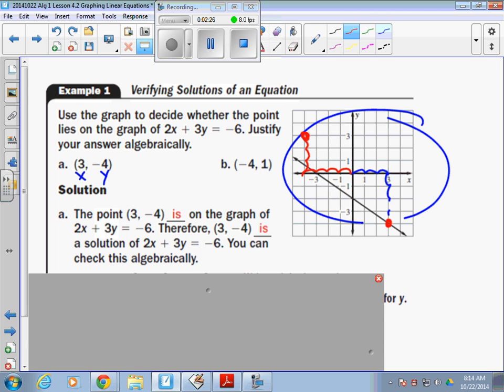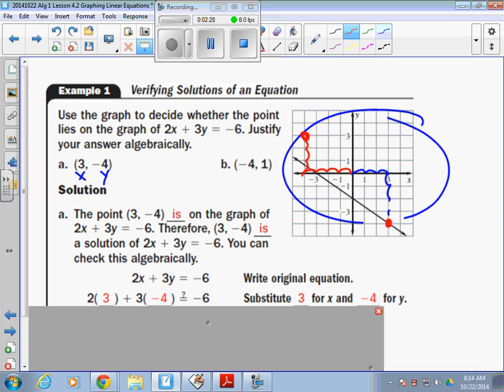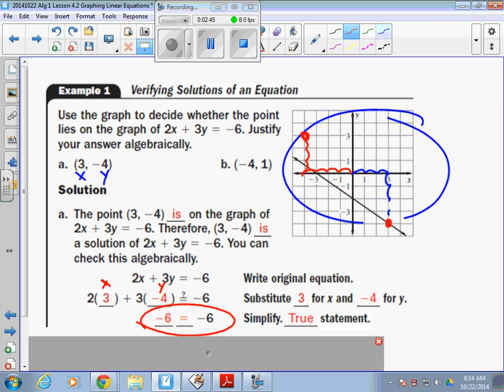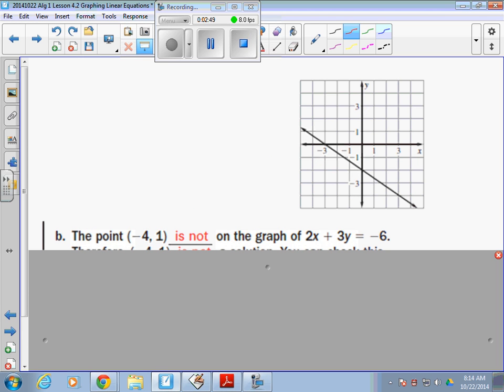You can check it algebraically. So when you plug the values in, again, x's value is 3, and y's value is -4. 2 times 3 is 6. 3 times -4 is -12. 6 minus 12 is going to be -6. That's a true statement. We know that's true. Again, this is the only way we've done it in the past. We've just seen if it's true. Now we're giving you another way to check.